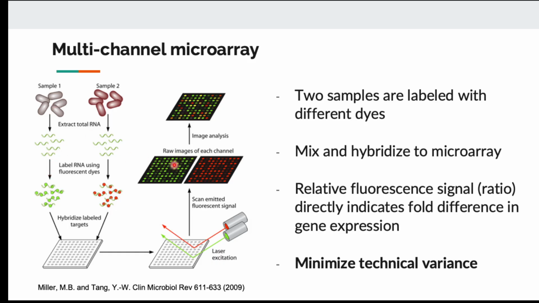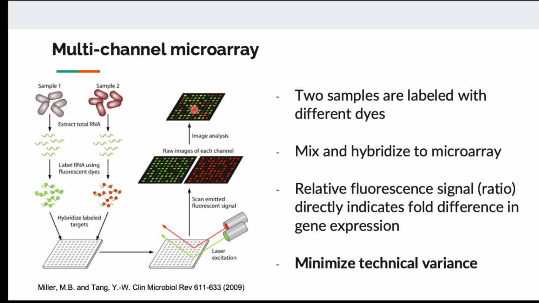From sample 1, if it's high in sample 1, then you get a bright green signal. If it's high in sample 2, you get a bright red signal. So when you overlap the two, you're going to get a gradient between red, yellow, orange, and green. So if you see a green signal, it means that your genes are highly expressed in sample 1 because the green signal kind of dominates the red colors.